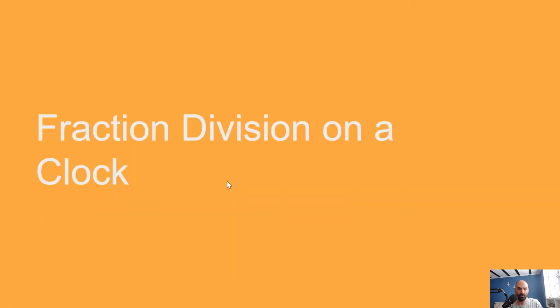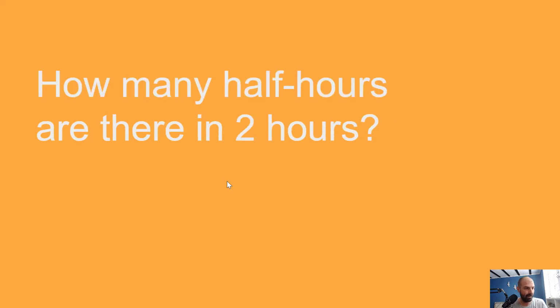All right, so remember, clocks are divided by hours, by minutes. And then we can go by quarters and halves and all that good stuff and thirds. So let's see how this goes. All right, so how many half hours are there in 2 hours?